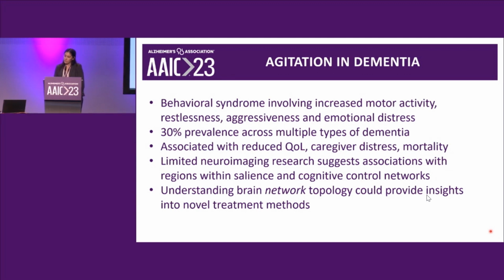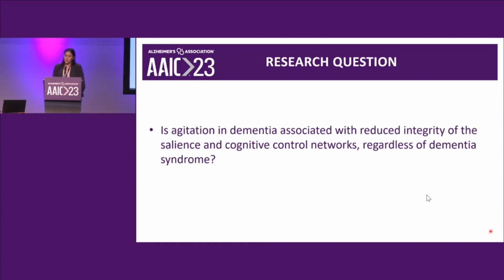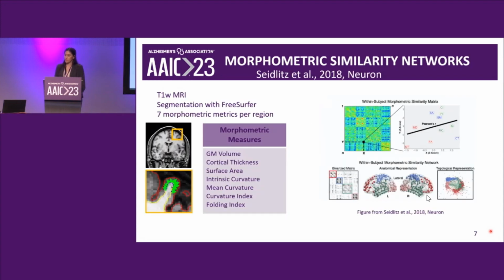And these studies have found results in regions within the salience and cognitive control networks. However, I think it's important to understand the brain network topology, as this could provide insights into potentially novel treatment methods. So I was interested in identifying whether agitation in dementia was associated with reduced integrity of the salience and cognitive control networks, regardless of the dementia syndrome.